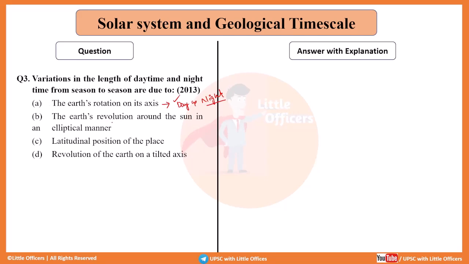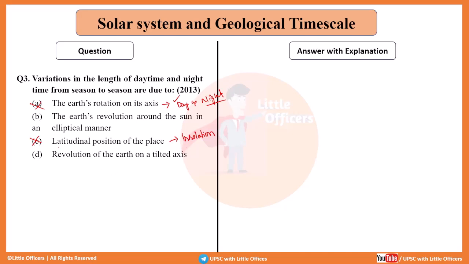Then, earth's revolution around the sun in elliptical manner. We can keep it aside because there are two kinds of motions: one is rotation, another one is revolution. Then, latitudinal position of the place. Latitudinal position of the place can lead to variations in the insolation, that is the amount of energy received by the earth from the sun, but it does not lead to changes in the duration of the daytime and nighttime.